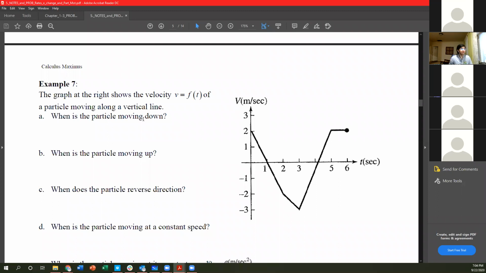So when is the particle moving down? Remember, we're moving up and down, and this particle is moving along a vertical line. Forget about the graph. When is the particle moving down? What would the velocity be if the particle's moving down? When the slope is negative, right? Well, don't think about slope. Think in terms of velocity. If I ask you when is the particle moving down, when the velocity is negative. So when is the velocity negative?